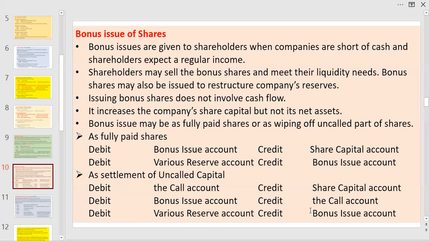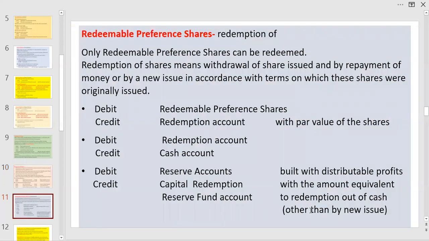The next one, redeemable preference shares. These are governed by statutory arrangements. Only these types of shares are allowed to be redeemed and no other shares can be refunded, reduced, repaid or restructured unless permission is given by a court of law. In order to facilitate redemption of redeemable shares, the company will have to build up a reserve called Capital Redemption Reserve Fund.